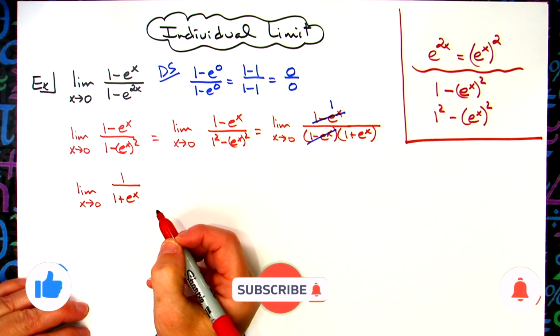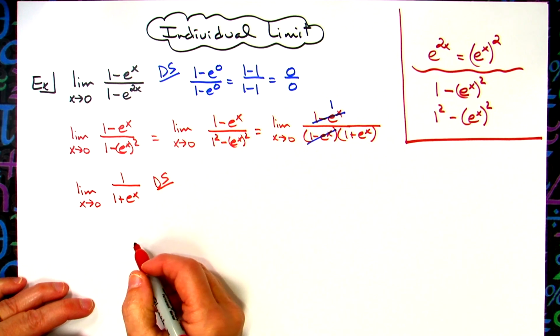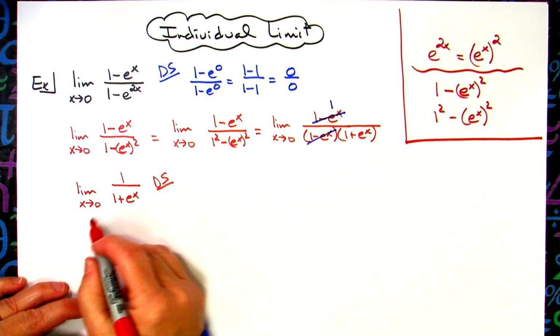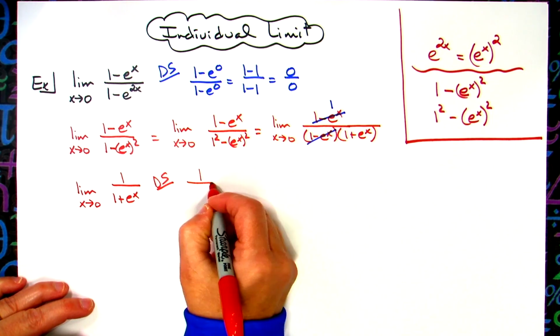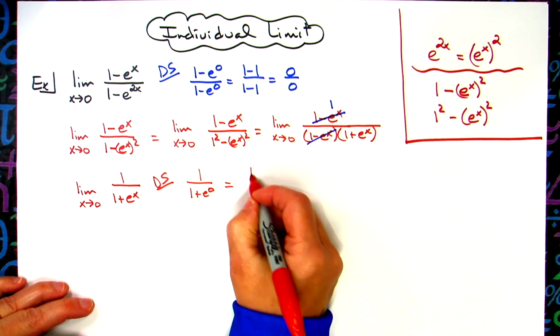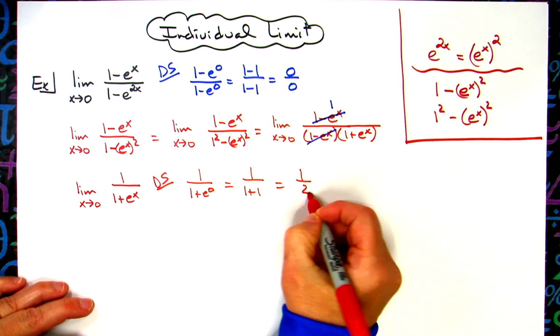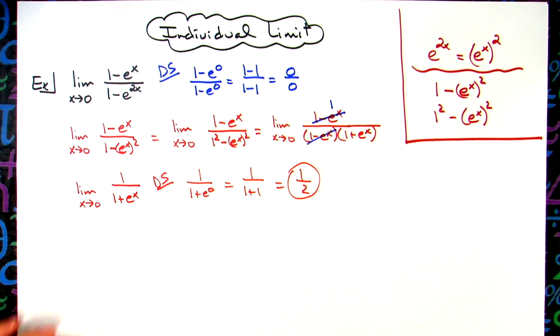All right, at this point now I'm ready to do that direct substitution. So if I'm doing a direct substitution, I'm taking 0 and putting that in for x. So I'll have a 1 over 1 plus e to the 0. E to the 0 is 1. I'll have a 1 plus 1 on the bottom. Overall limit then is going to be 1/2.